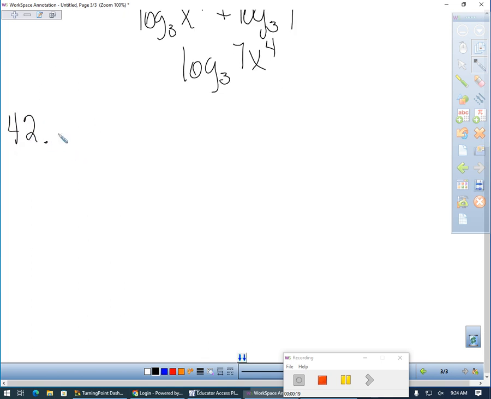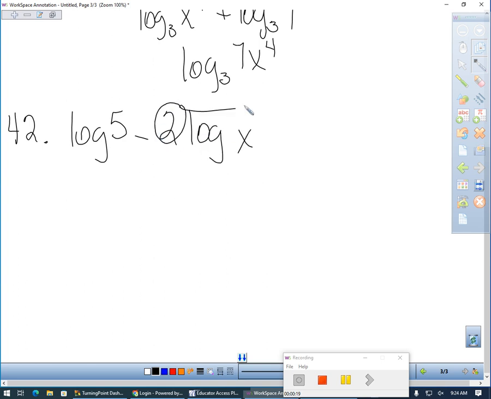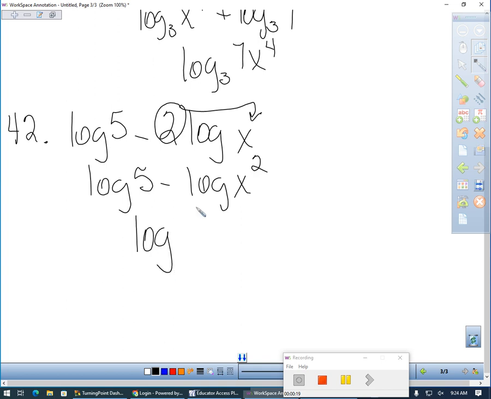Number 42. For number 42, we have log 5 minus 2 log x. Again, this coefficient is actually the exponent. So I have log 5 minus log x to the second. And in the log world, when we're subtracting, we're really dividing. So I have log 5 over x squared.